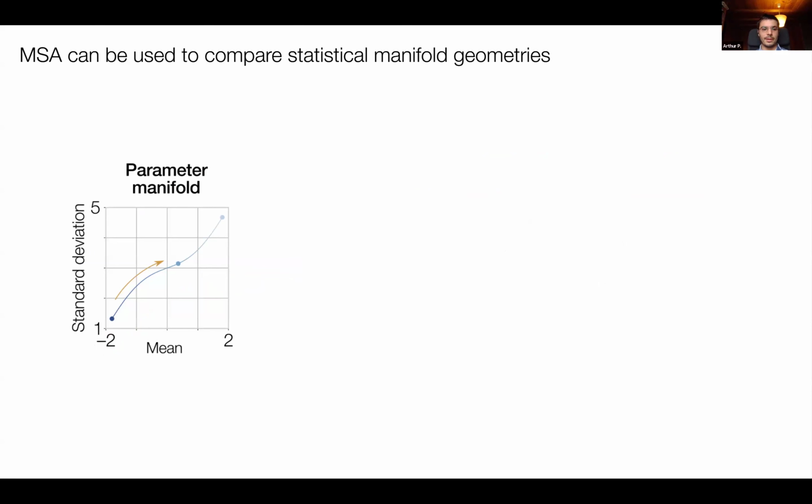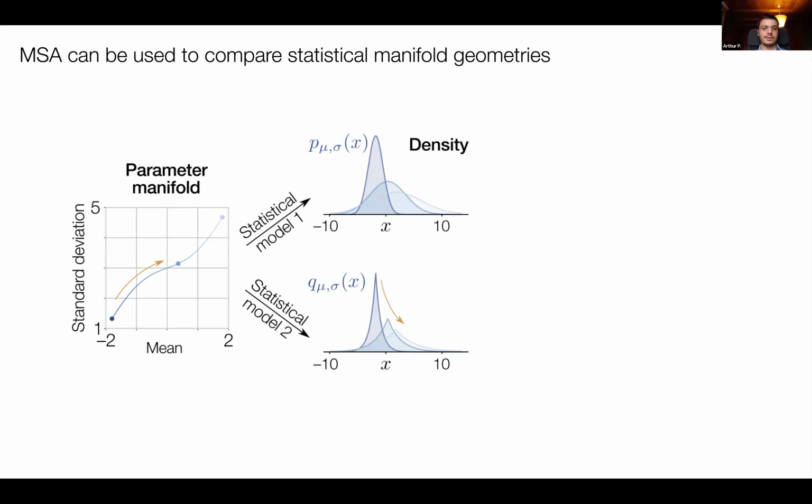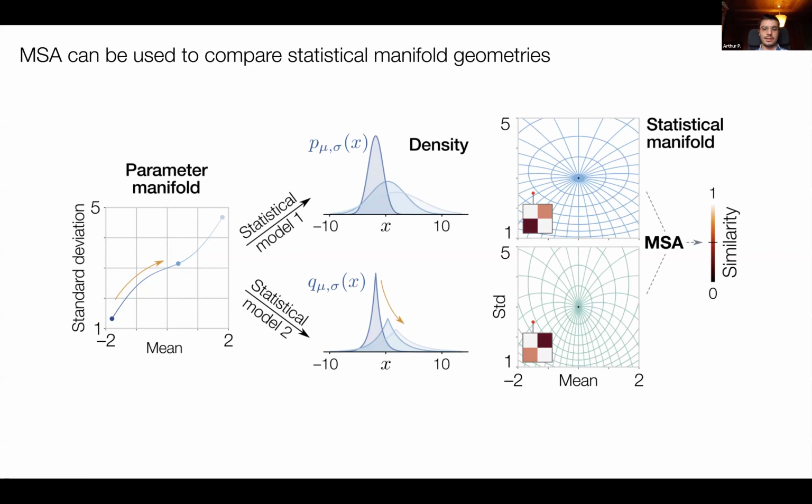Another way to see it schematically, say I have a parameter manifold that defines the mean and the standard deviation of my probability distribution of my model. I might have two different statistical models, for example, a Gaussian model and a Laplace model, that have different densities. And then these different densities will have different Fisher informations, which correspond to different geometries. And here you are looking at geodesics under these geometries. And then we can compute the pullback metric pointwise and so on, and just compute MSA between these different statistical models.